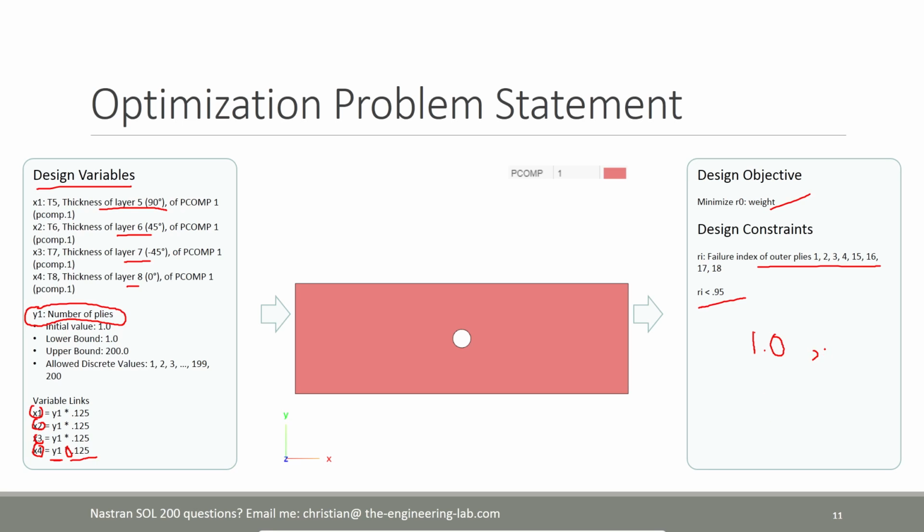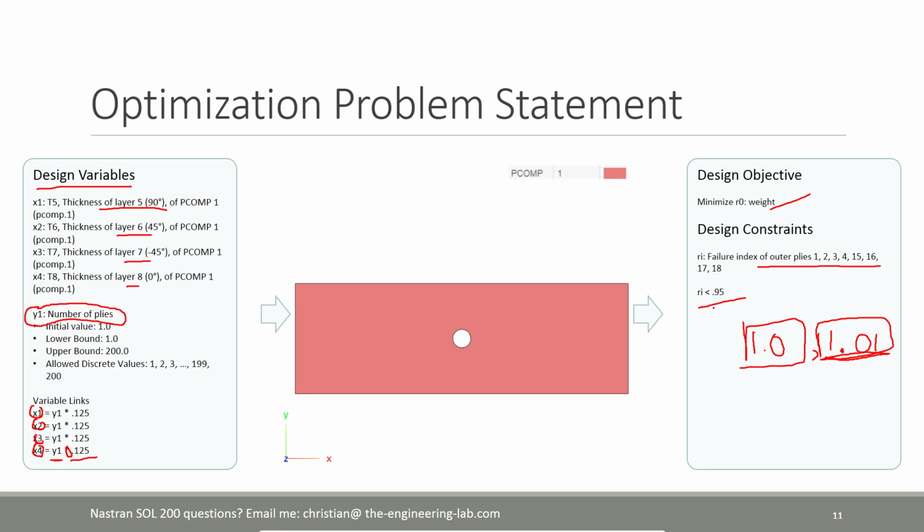The optimizer might produce a design that has a new failure index of 1.01. For the optimizer, it's difficult to arrive at an exact solution. So we have this small allotment. We have a cushion. We allow some degree of violation of the constraints. But here we don't want to have anything more than 1.0.